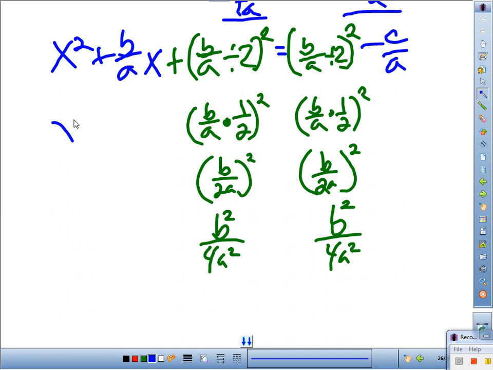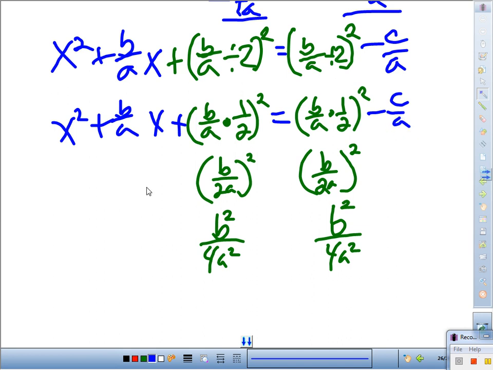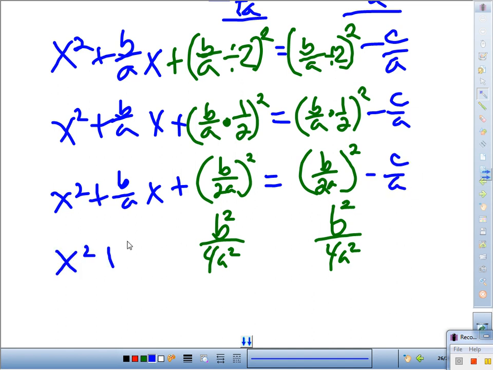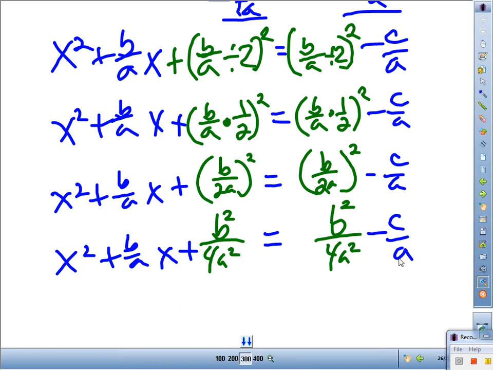So I write x squared plus b over ax plus that equals that minus c over a. Hands if you got up to right there. Okay. Now check this out. This side is already simplified. This side is not. I'm going to zoom into this side.